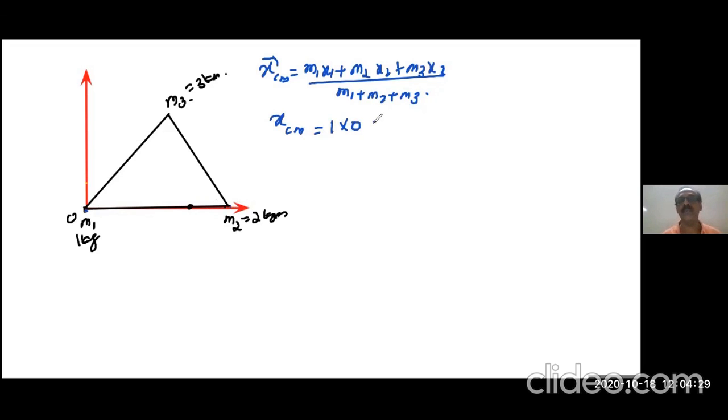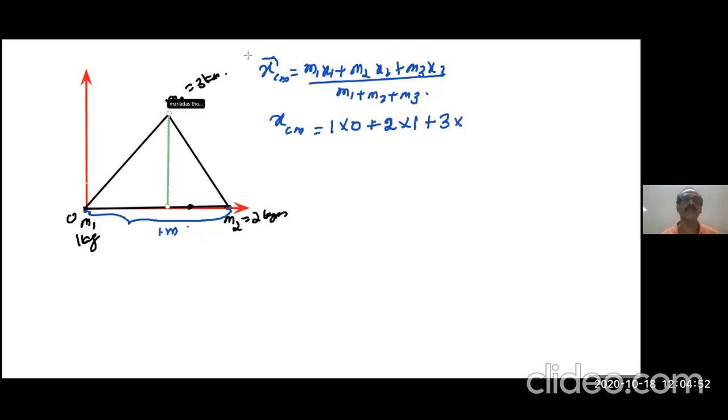m2 plus m2 is 2 kilo. So what is the distance of m2 here? 1 meter, right? Each side is 1 meter, so 1 plus m3, 3. What is the x-axis of m3? 1 here, right?